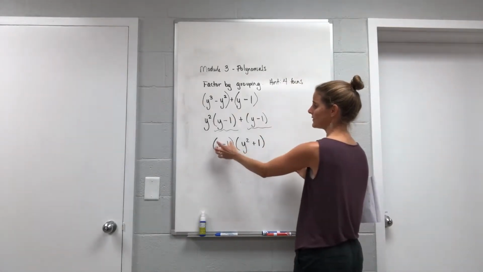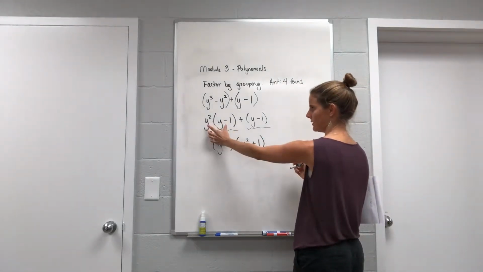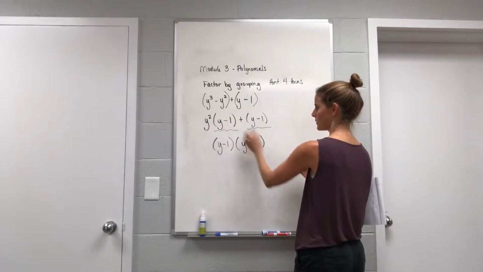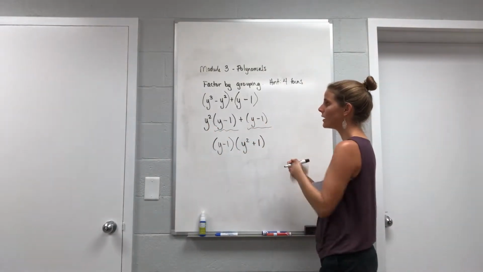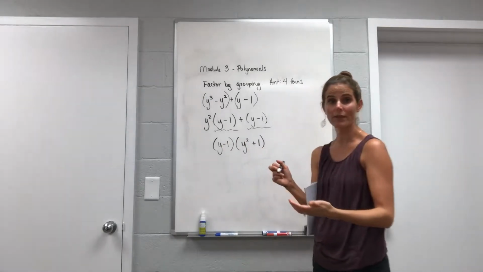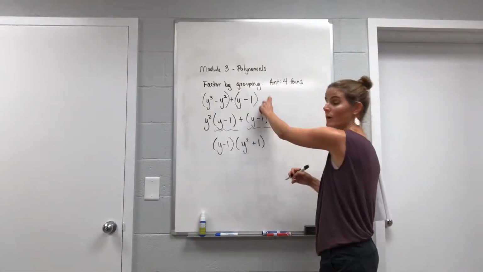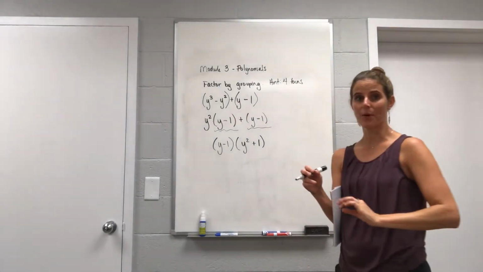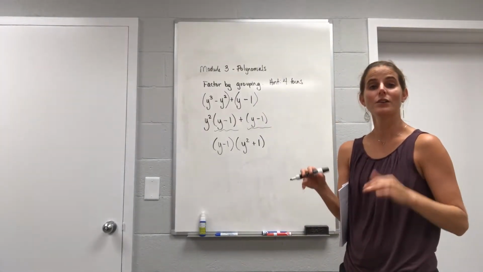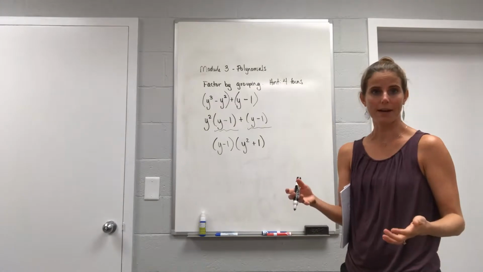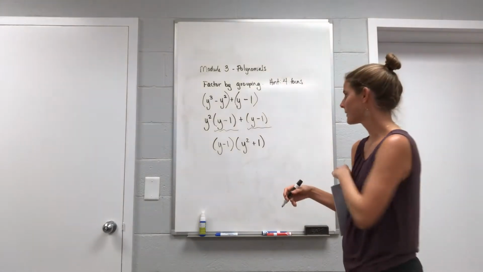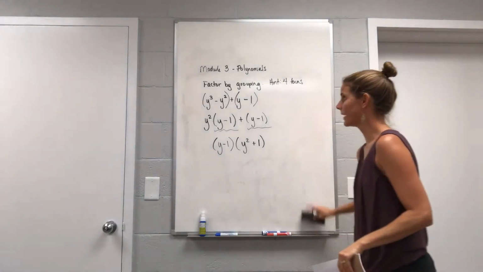So you can kind of see this. If you took this and multiplied by y squared, you'd get this. If you took y minus 1 and multiplied by 1, you'd get this. You can also go back and use the FOIL method, or multiplying, to see that you would get what you started with. So that is the best part about factoring, is when you're done, you can actually check your work by just multiplying it back out, and you should get what you started with. So that's a really nice thing about factoring.